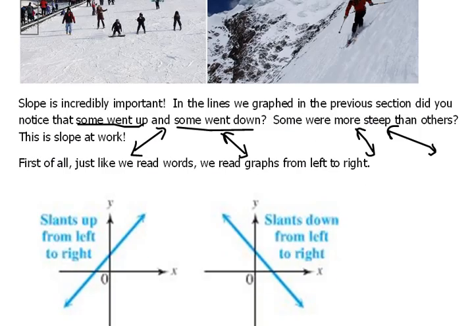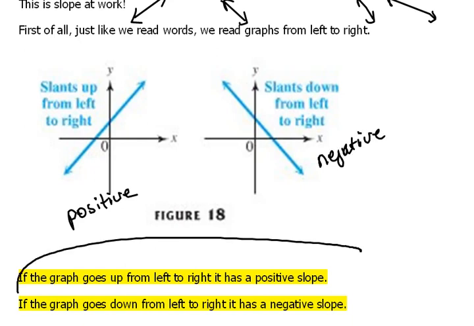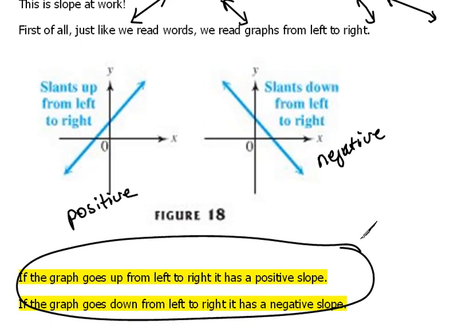Now, just like we read English words, we read graphs from left to right. So here we have one that is slanting up as we go from left to right. This is a positive slope. Here we have one that slants down as we go from left to right. That is a negative slope. So here we have that listed out. Now we're going to be seeing why that happens here in just a few minutes.